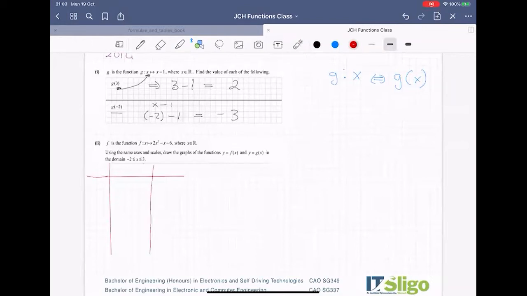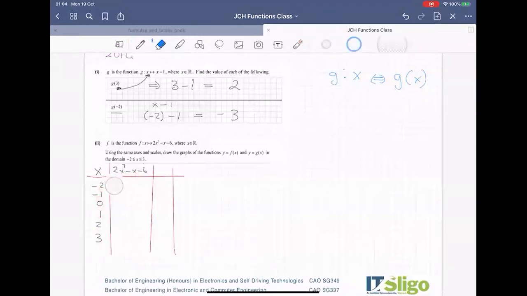We'll do f first. I'm just going to leave it a little bit wider because that's quite a long function. So we have our domain minus 2, minus 1, 0, 1, 2, and 3. So I'm going between minus 2 and 3 for my domain. My function is 2x squared minus x minus 6. So what does it mean? It means anywhere there's x here, I replace it with the x values here in turn and work out the answers.